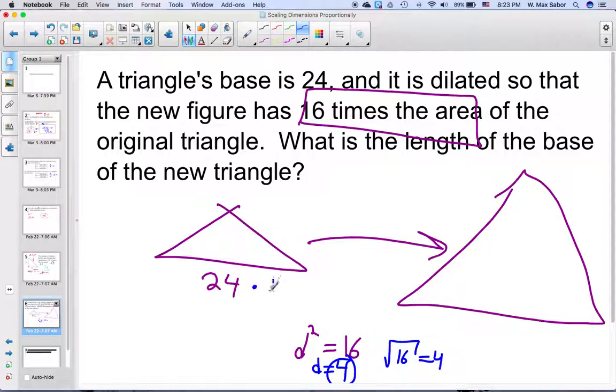So what's the length of the base of the new triangle? I'm going to multiply by 4. 24 times 4 is going to give us 96 is the length of the base of the new triangle.